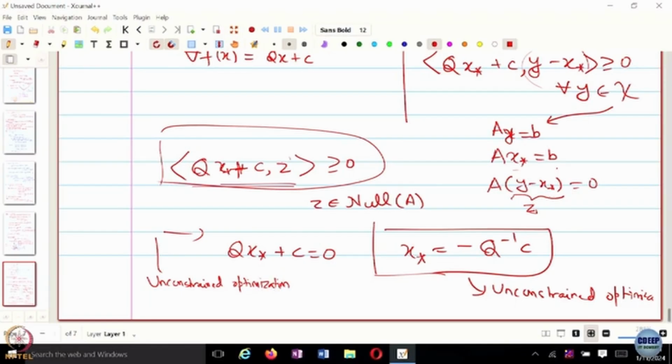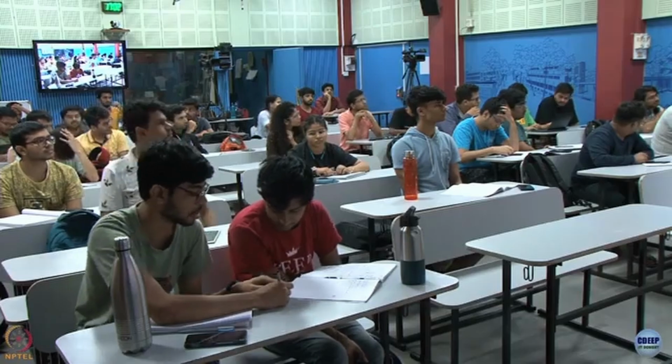So the solution in general really depends. This is the solution, right? This is how you characterize it. We find x star such that for any vector z in the null space of A, this is satisfied, for all the vectors.